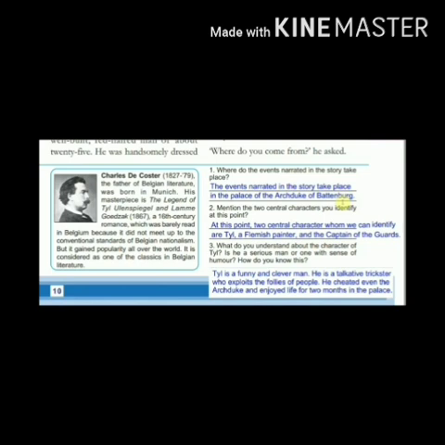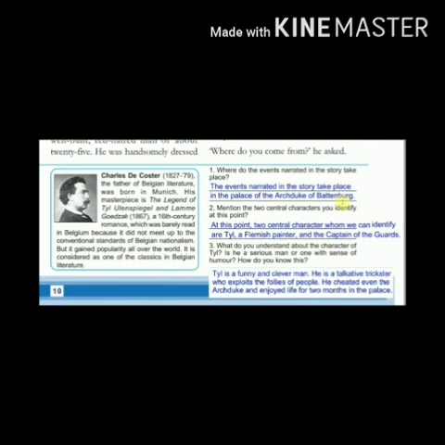Let's begin. Where do the events narrated in the story take place? The events narrated in the story take place in the palace of the Archduke of Battenberg. Question number 2. Mention the two central characters you identify at this point. At this point, two central characters whom we can identify are Till, a Flemish painter, and the captain of the guards.